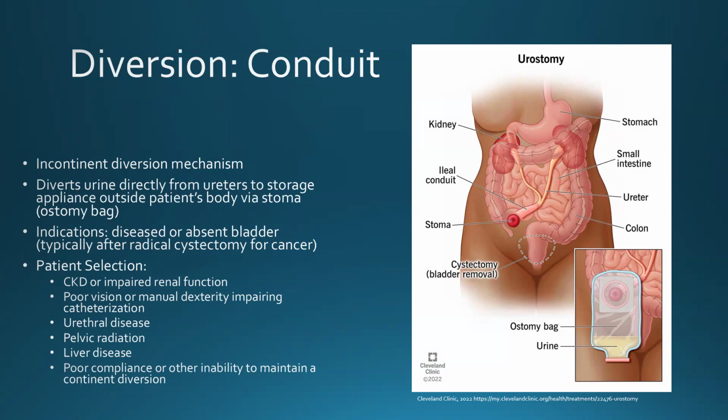Also those who have had pelvic radiation, for whom a native urethra or other tissues may be deleterious in trying to divert the patient. Patients who have liver disease and aren't going to heal, and those who have poor compliance or other inability to maintain the continent diversion. One of the aspects of a patient's day-to-day living that's really important if they have, say, an orthotopic neobladder or a continent cutaneous diversion is adequate hydration.